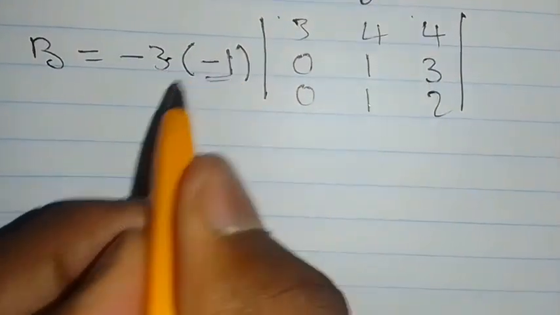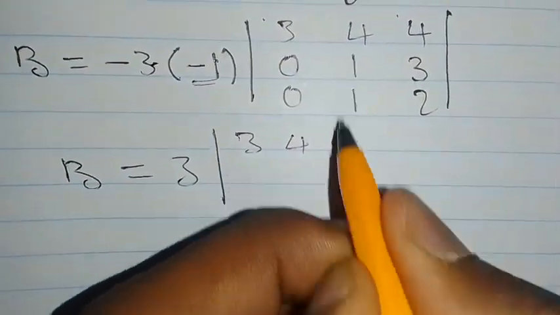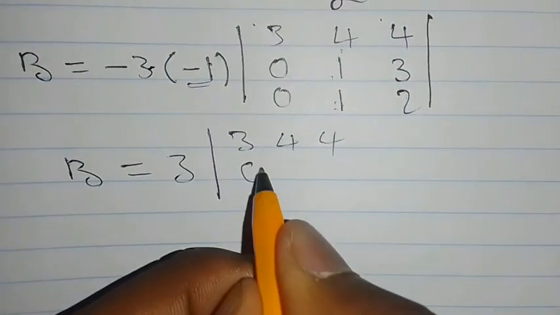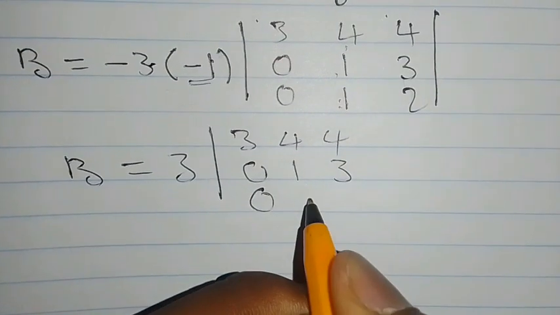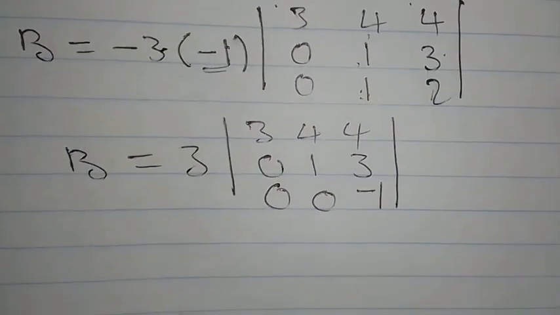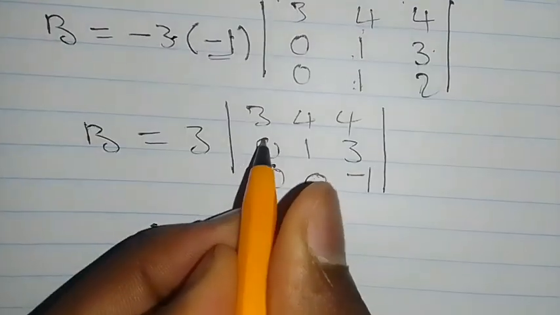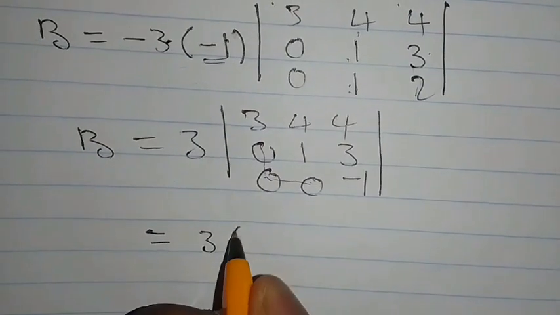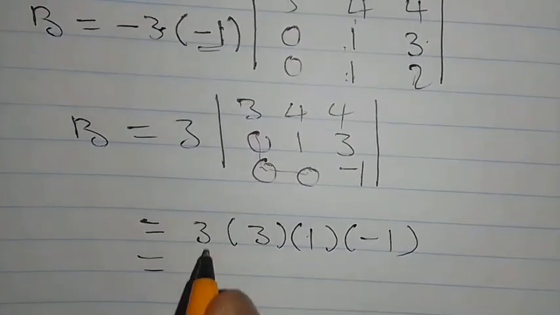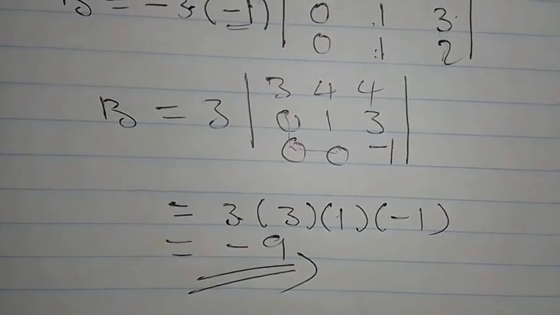And then after I do that, minus 3 by minus 1 is going to give us 3. And then you have 3, 4, 4. And then I say row 3 subtract row 2. If I do that, then I obtain 0, 0. And this minus this one is going to give me minus 1. And then I obtain something like this. After that, since I have obtained row echelon form here, I'm just going to multiply the diagonal. Then it's 3 times 1 times minus 1. So I have 9 times minus 1, which gives me minus 9. So that will be the determinant.